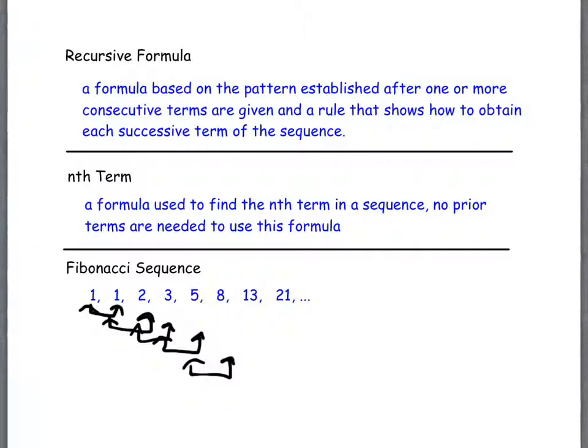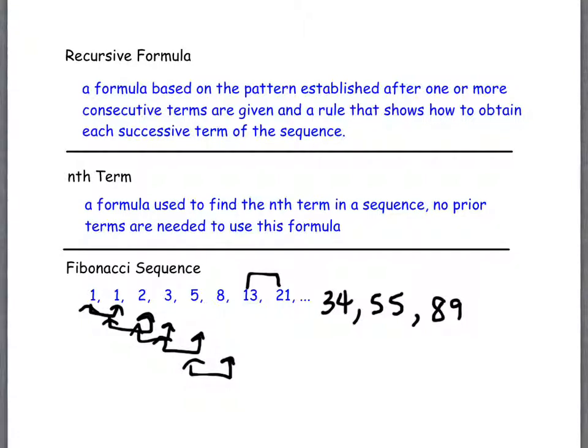Okay? So if you take a look at this recursive idea, you can continue this sequence for the next 3 terms or whatever. Let's do the next 3 terms. What would come after 21? 34, right? Because I add 13 and 21 together. What would come after 34? 55. And we get that by adding 21 and 34. What will come after 55? 89. Okay. So this is a Fibonacci sequence.